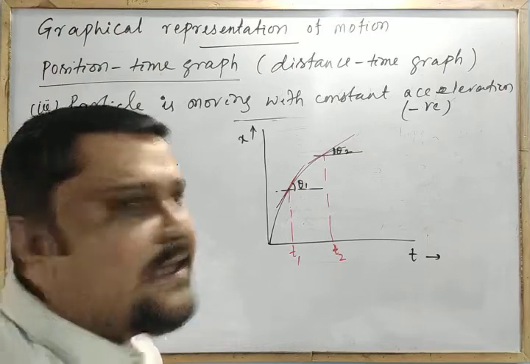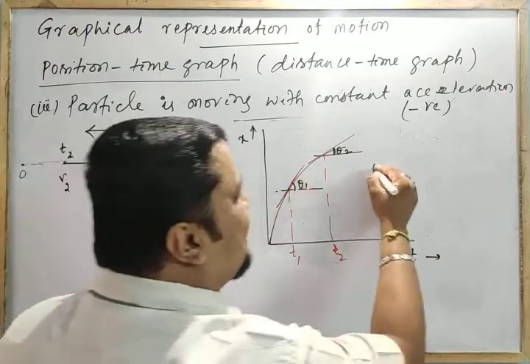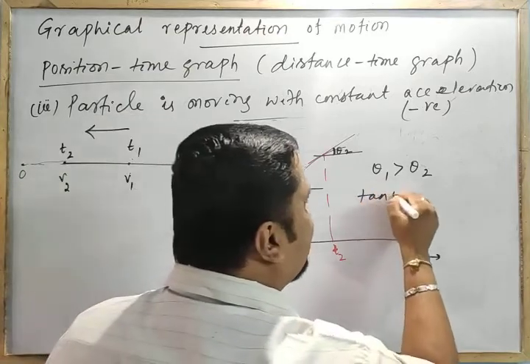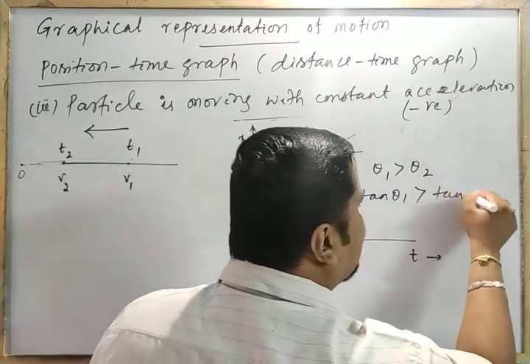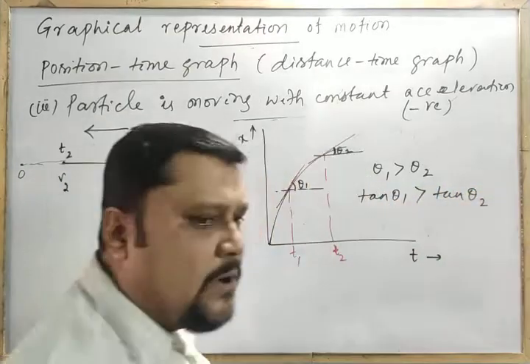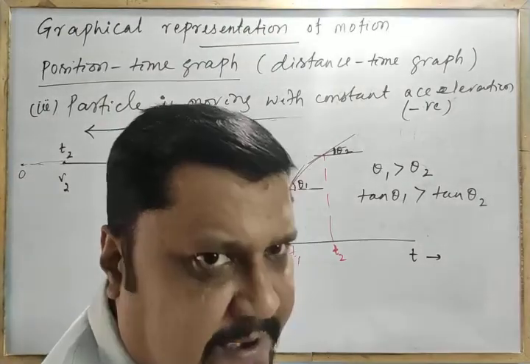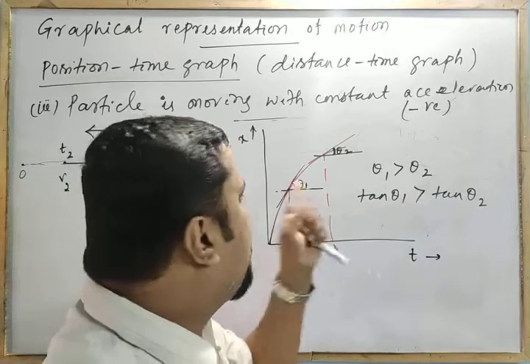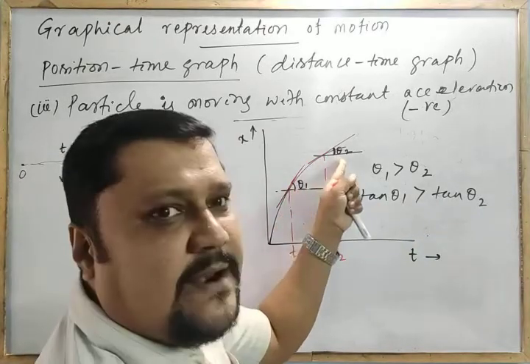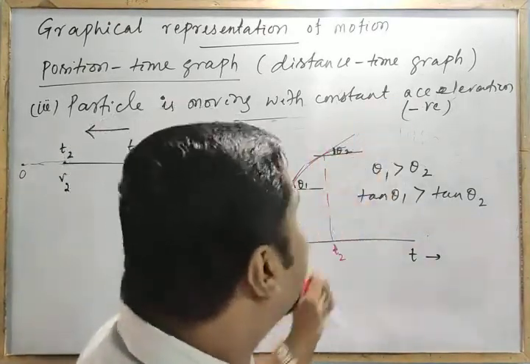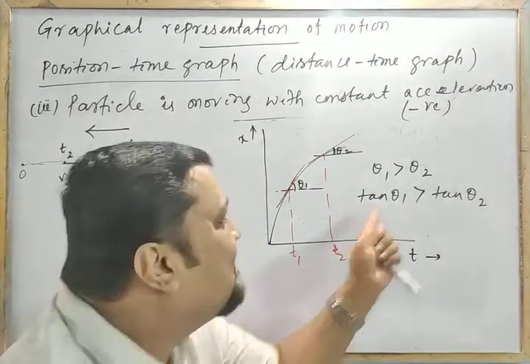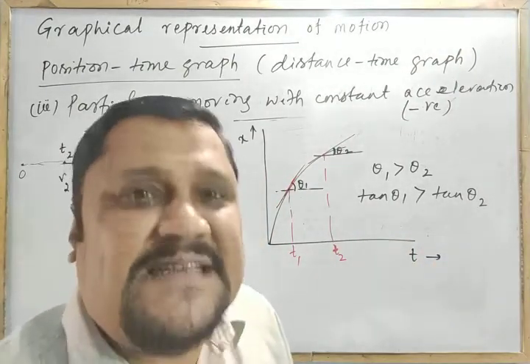Means what? Here, which one is greater? Theta1 is greater than theta2. So tan theta1 is greater than tan theta2. Obviously, because tan 0 is 0, tan 90 is infinity. If the theta value increases, the tan value increases. So the slope of this one is greater than this one. Means that when the particle is slowing down, velocity is decreasing, slope is decreasing.